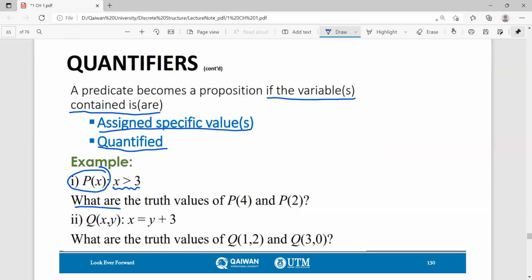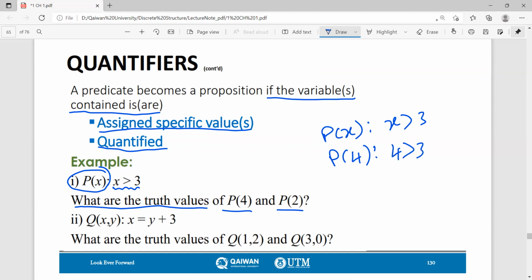So what are the truth values of P of 4 and P of 2? Here P of x is x greater than 3. So if you replace x by 4, we have P of 4. How about this one? We just replace x by 4.